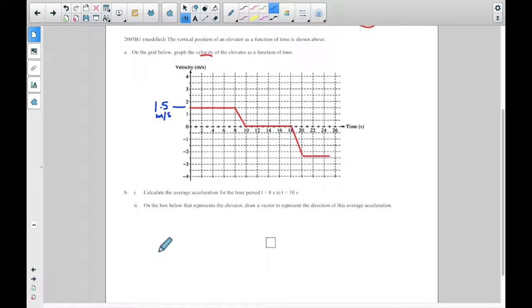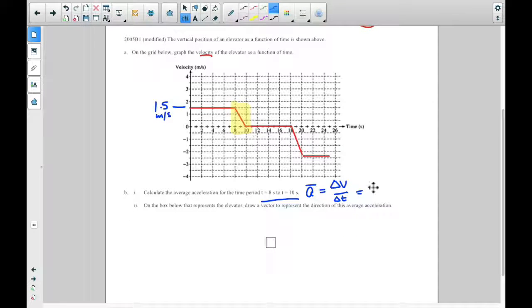Okay, the next question, part B, says calculate the average acceleration from the period from 8 seconds to 10 seconds. Remember that our formula for average acceleration is change in velocity over change in time. So the final velocity is negative 2.4 meters per second. And the question is asking from time 8 to time 10. So we're talking about this section right here. What is the average acceleration during that time period?